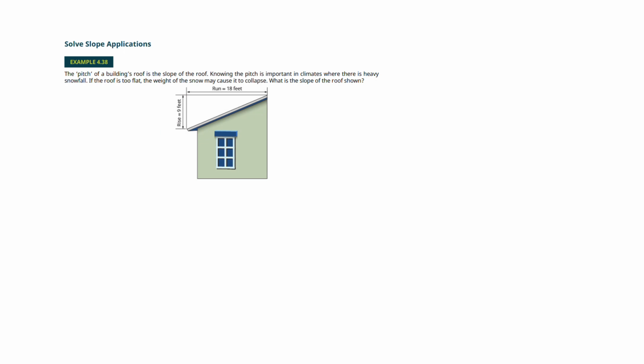All right, they're going to end here with a few applications. This is not a very common type of problem. I've never seen this before here. But they're telling us the pitch of this roof, and they're giving us the rise and the run. Well, they want us to say, well, what's the slope? So all we'd have to do here is it's the rise over the run.